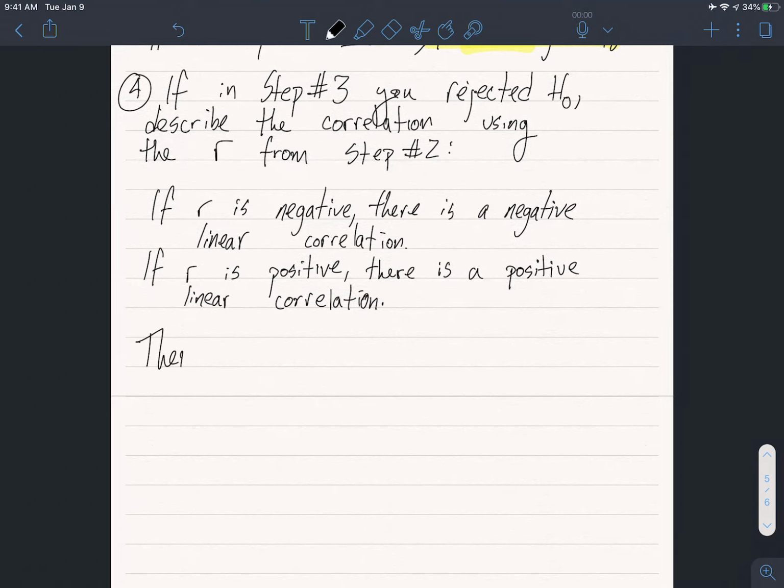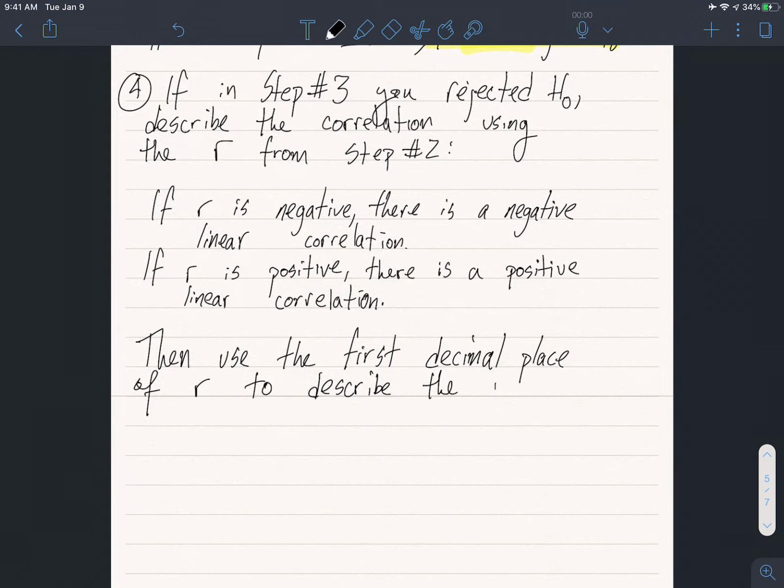Then use the first decimal place of R to describe the correlation further.